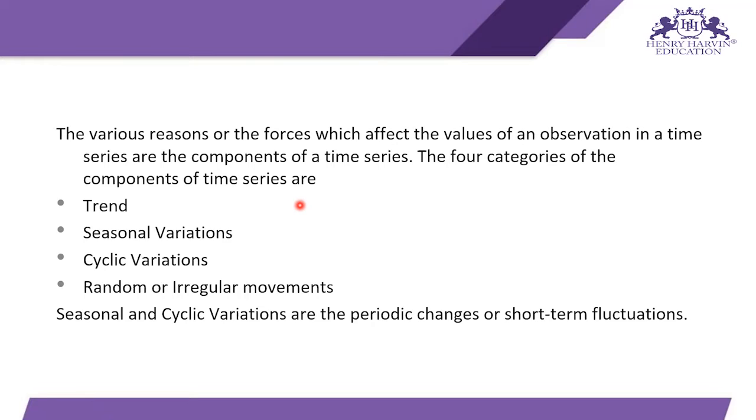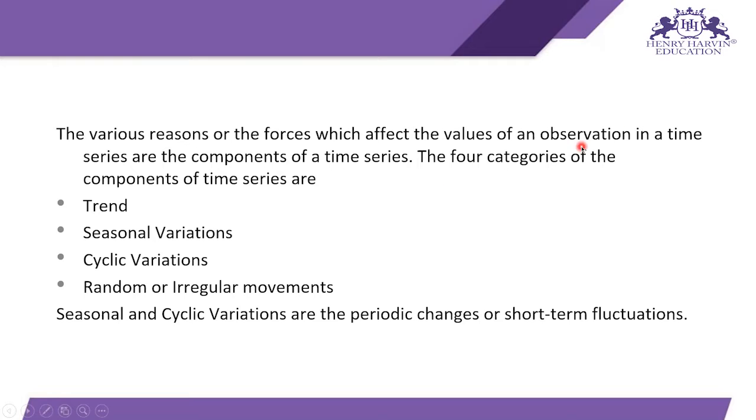Seasonal and cyclic variations are the periodic changes or short-term fluctuations. So basically, the various reasons or forces that affect the time series are divided into four categories: trends, seasonal variations, cyclic variations, random or irregular movements. The cyclic and seasonal variations are the periodic changes or short-term fluctuations, but the random or irregular movements and the trend are the long-term fluctuations.